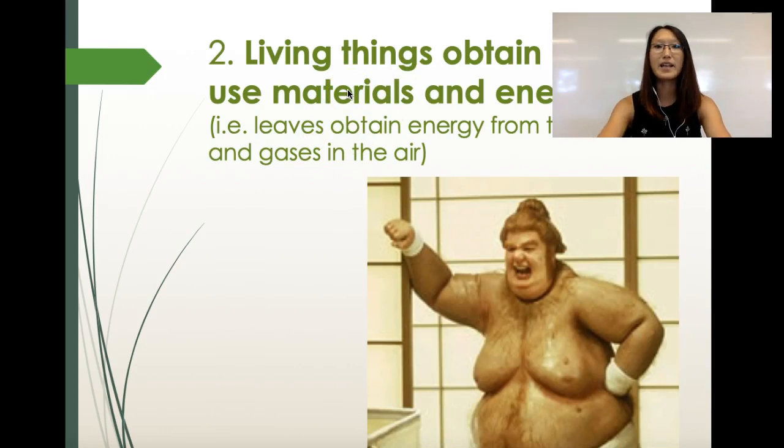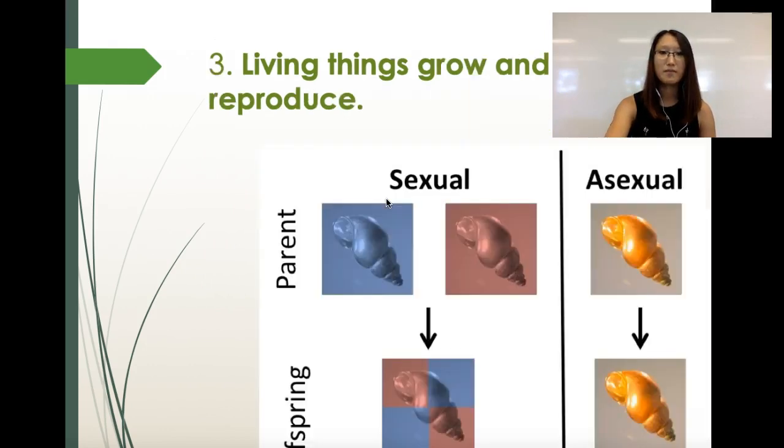Number 2 is living things obtain and use materials and energy, such as this guy right here. He obviously has a lot of energy. And you can also think about how you need to eat food and obtain the energy, and you can use the energy. And for example, right here, leaves obtain energy from the sun and gases in the air.